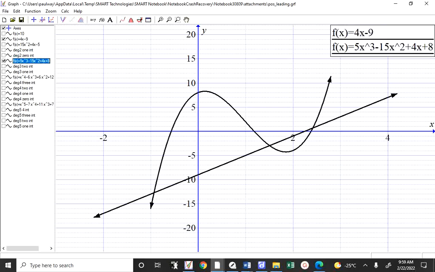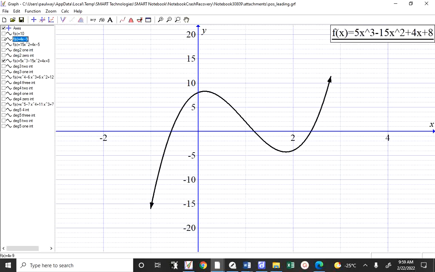What if we go to a degree 3? Well, it probably shouldn't be a big surprise that if a degree 1 has 1 x-intercept, and a degree 2 can have 2 x-intercepts, then a degree 3 can have 3 x-intercepts.